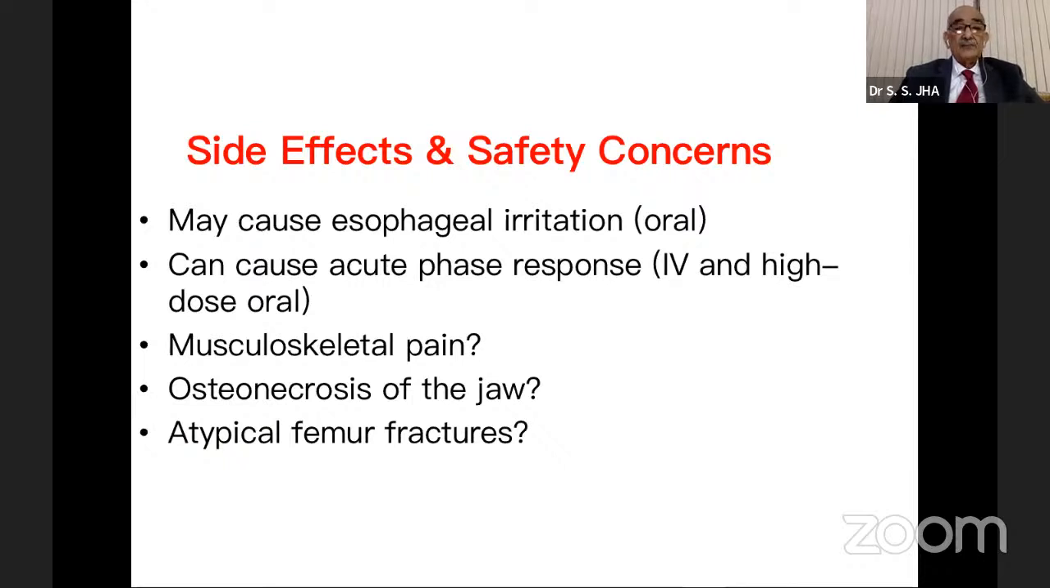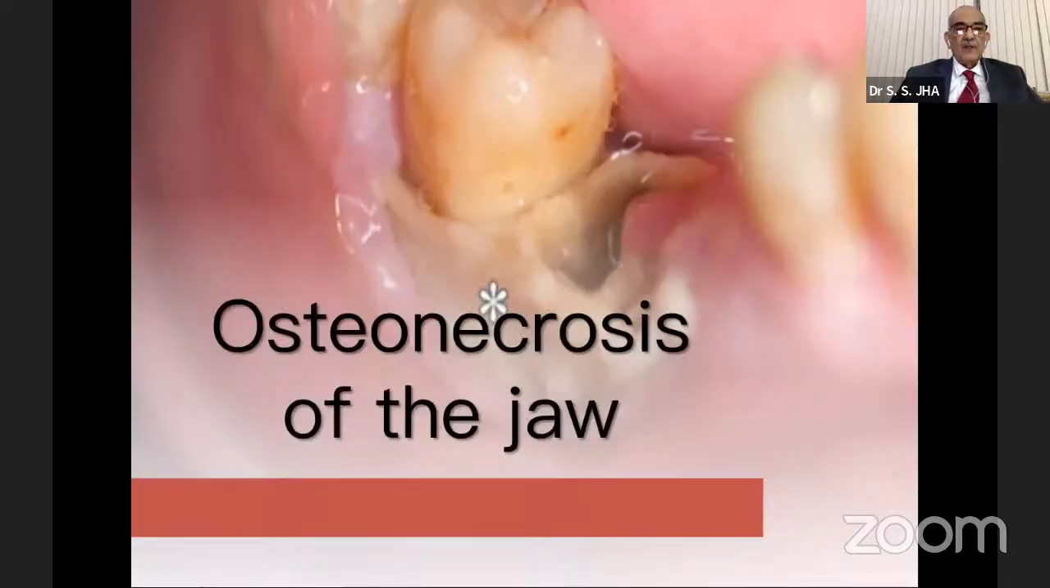Now, what are the side effects and safety concerns? Oral use may cause esophageal irritation, and intravenous use can cause acute phase response and musculoskeletal pain. All of us are aware of the dreaded complications, osteonecrosis of the jaw. But the golden line is that osteonecrosis of the jaw has been seen mostly in patients who were on multiple dosing because of some cancer, and atypical femur fractures are definitely there.